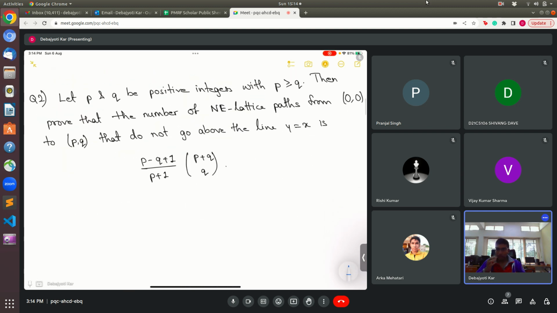This question says that suppose we are given two positive integers p and q, where p is at least q. Then show that the number of northeast lattice paths from the origin to p comma q that do not go above the line y equal to x is this quantity. So what is this saying?